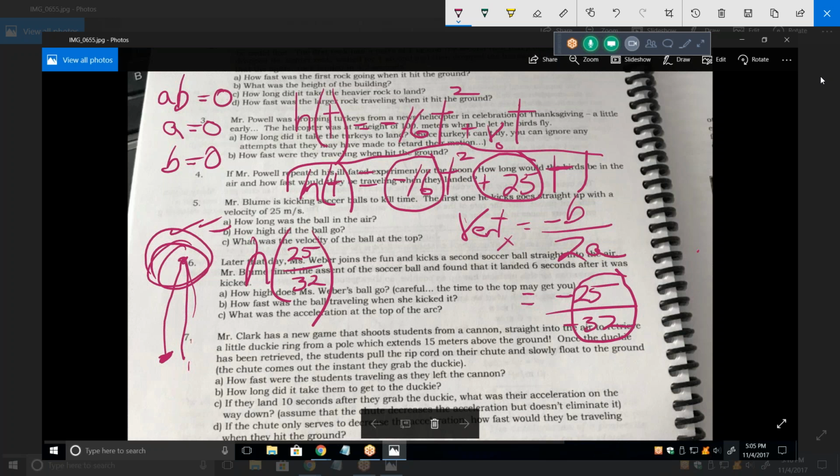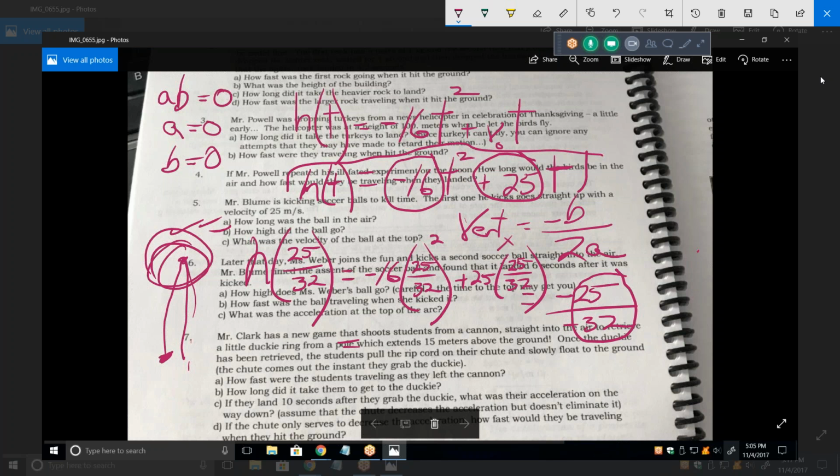Well, that's minus 16 times 25/32 squared plus 25 times 25/32. Notice I took away the negative signs. They canceled one another. Okay, so you got your calculator? I do.